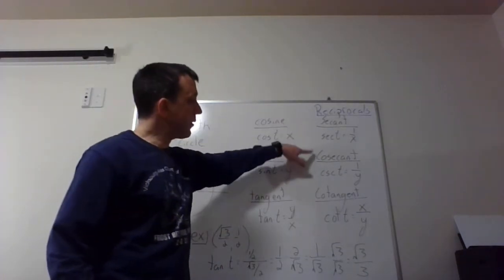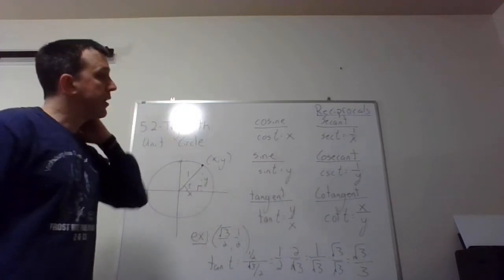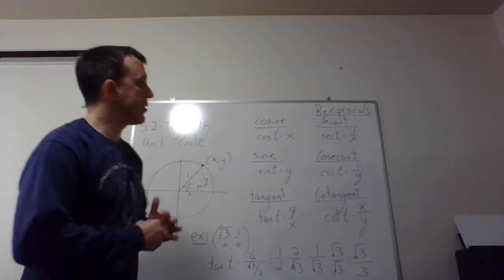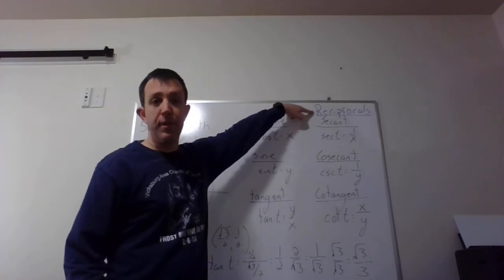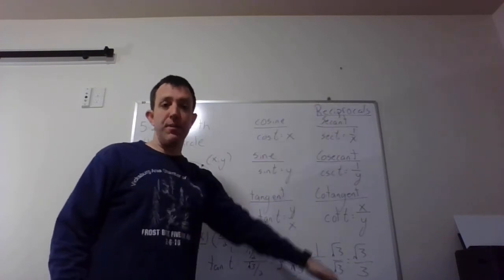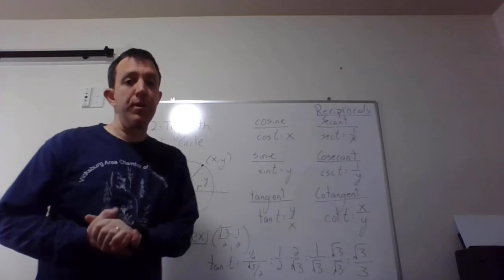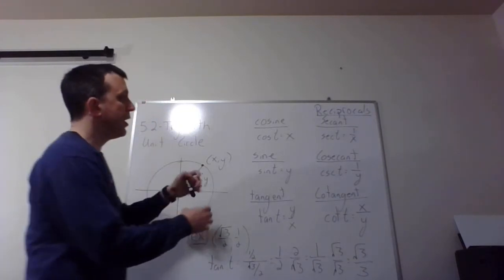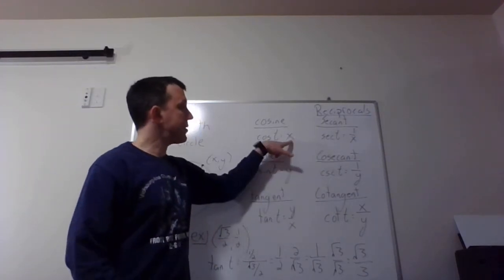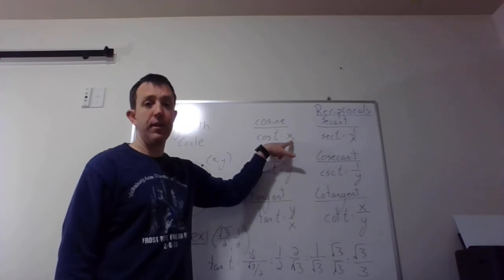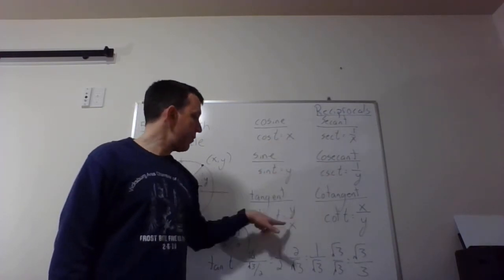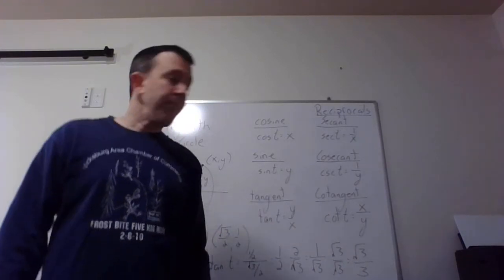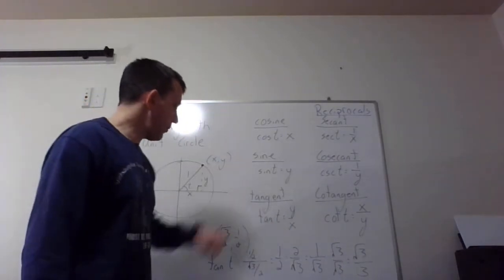We have these other 3 trig functions, secant, cosecant, and cotangent. And you'll notice I wrote that word reciprocals up here at the top. That's because these are the reciprocal functions, and you can find these in your book. It'll do a nice job of laying them out. But notice that secant is the reciprocal of cosine, and cosecant is the reciprocal of sine, and cotangent is the reciprocal of tangent. So we're just flipping all those over.